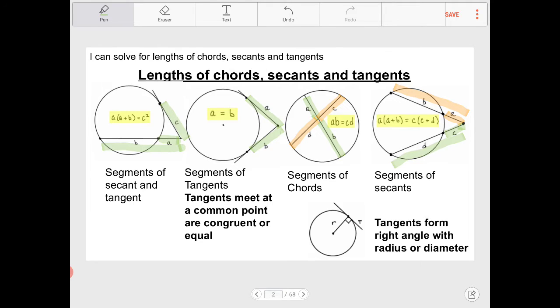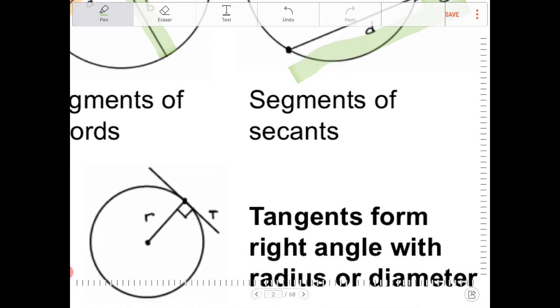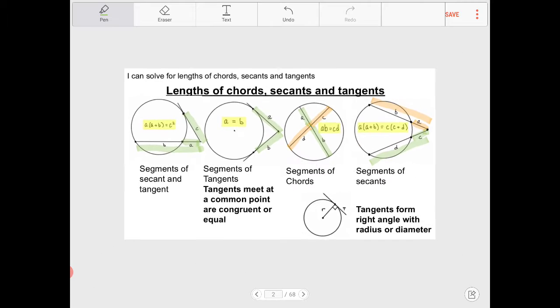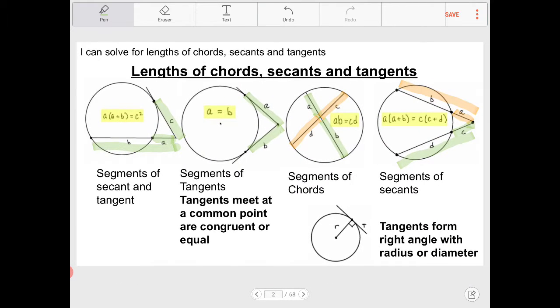Another really important concept, and this turns up all the time, is that a tangent line will always form a 90-degree angle with the radius or diameter. But this was also covered in the previous lesson. So here is everything once again.